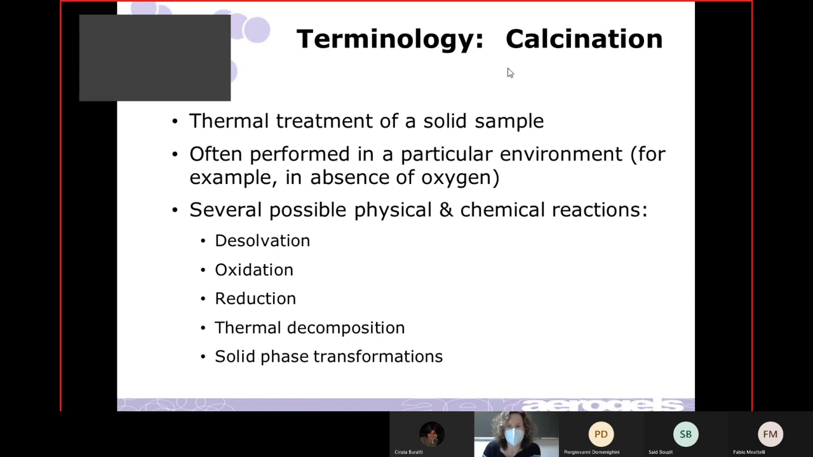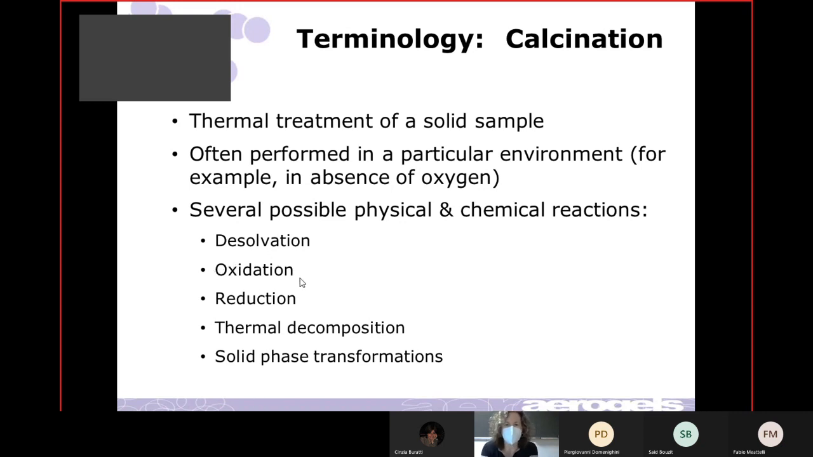We're looking to start with a solid sample and end with a solid sample, but the solid sample that we end with is different. So several possible things could happen. You could have desolvation. So if as part of your solid there was adsorbed water or adsorbed ethanol or whatever the solvent was, heating, thermally treating the solid sample will evaporate the solvent. Okay. You could, if there is an oxidant such as oxygen present, right? So if you're doing this in air, oxidation reactions could occur.